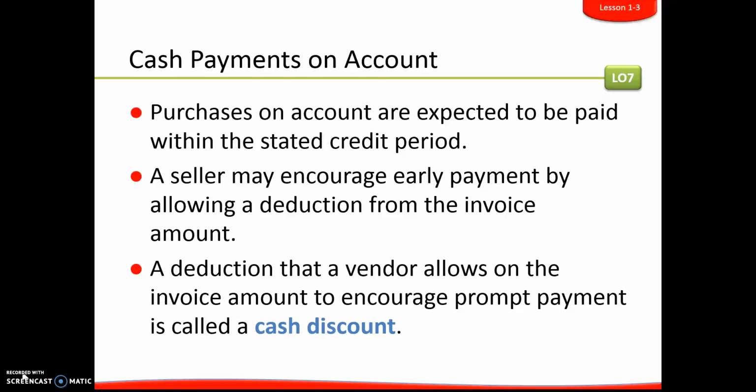So remember that purchases on account are expected to be paid within a stated credit period. So when we buy things on account, we're expected to pay for them in a reasonable amount of time. Normally, a seller will try to encourage early payment by allowing some sort of a deduction for the invoice amount if you pay sooner rather than later. So a deduction that a vendor allows on an invoice amount to encourage prompt payment, we refer to as a cash discount.